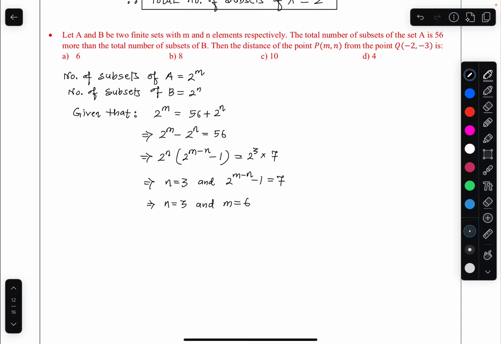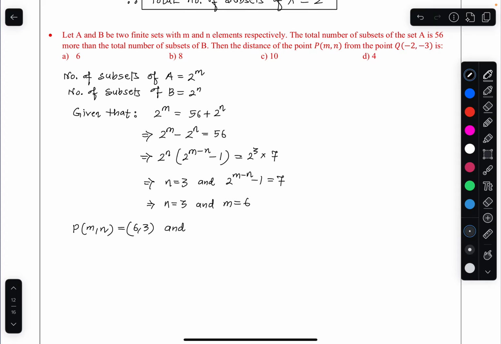Shift the 1 on the right side, it becomes 8 on the right side. So it becomes 2 power m minus n is equal to 8, and that gives me m minus n is equal to 3, and that gives me m is equal to 3 plus 3, which is the value of n. m is going to be equal to 6. So we have found the value of n. Coordinates of P, which were m, n, would be equal to 6, 3.